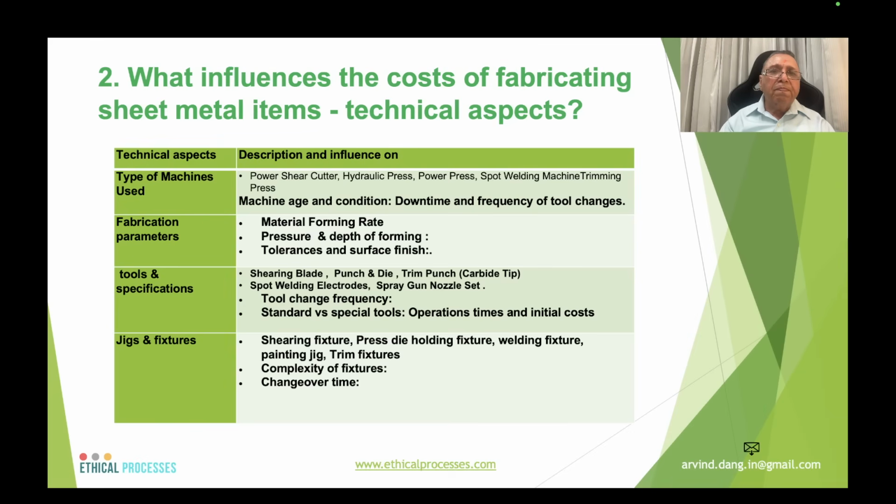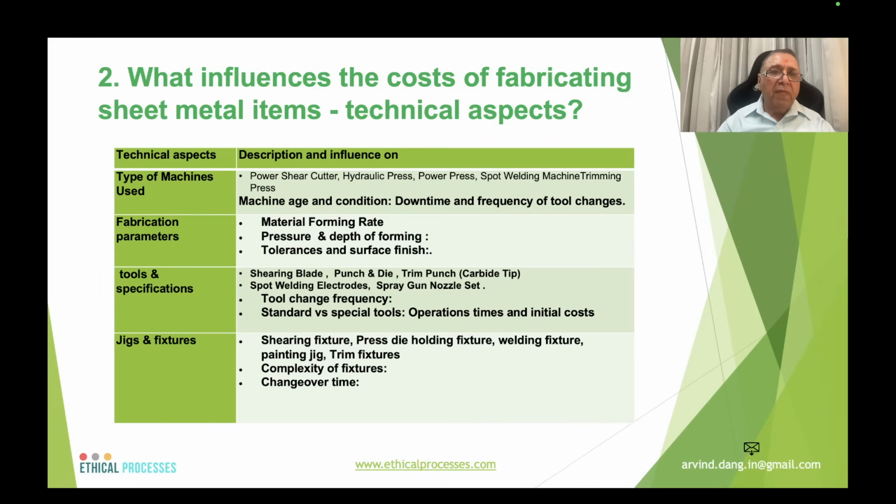Now, what influences the cost of fabricating sheet metal items? First I'll take up the technical aspects. They are shown in this table. Column 1 is technical aspects, column 2 is description. For example, the first aspect is the type of machines used: power shear, cutter, hydraulic presses, power press, spot welding, etc. It depends on the machine age and condition, downtime and frequency of the tool changes, etc. And the type of the machine, whether it is general purpose or CNC, etc.